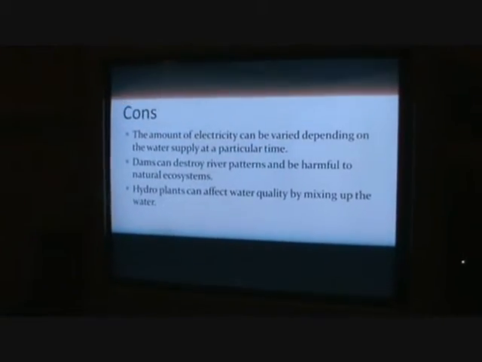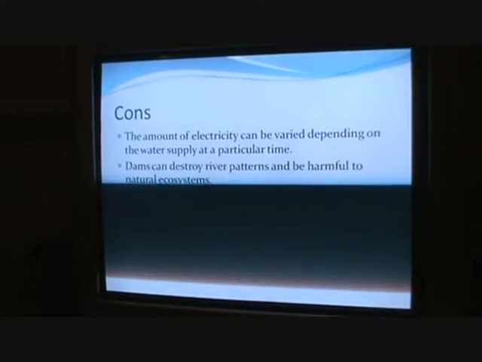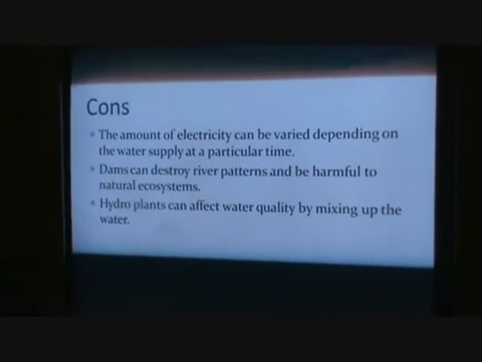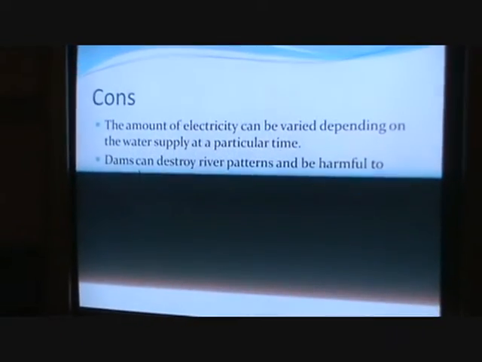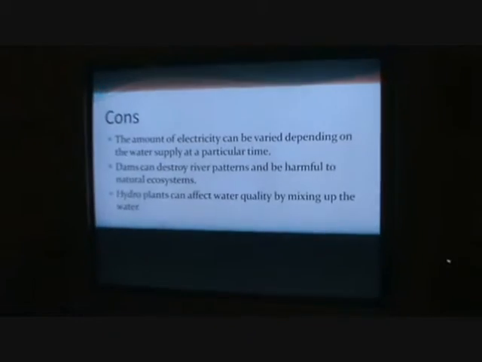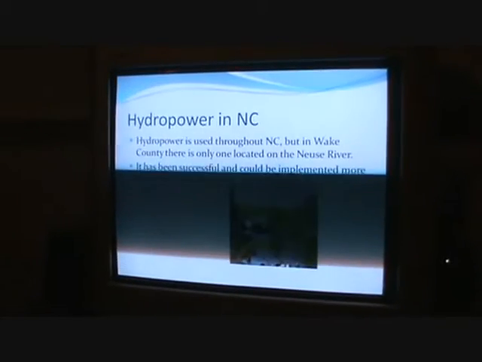The cons. The amount of electricity can be varied depending on the water supply at a particular time, so if there isn't enough water at a particular time, electricity can go down. Dams also destroy river patterns and can be harmful to natural ecosystems in the area. And hydro plants also can affect water quality by mixing up the water, churning it.